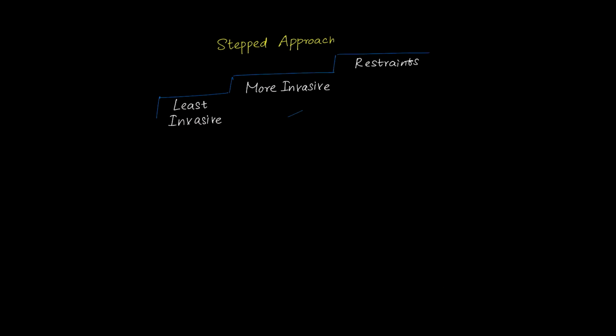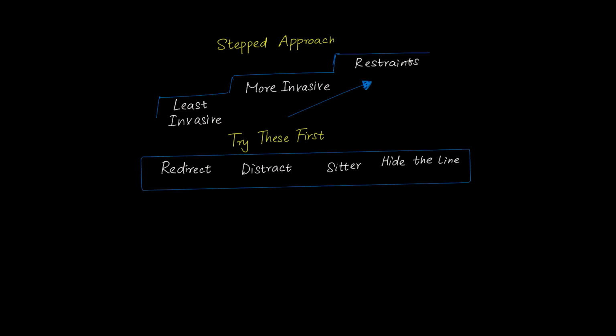Restraints are a last resort, not a first move. The study guide teaches a stepped approach. Start with the least invasive intervention and escalate only if the earlier step fails. For a restless patient pulling at an IV line, that means trying redirection, distraction, a sitter, disguising the line under clothing, or calming techniques before any restraint comes into play.